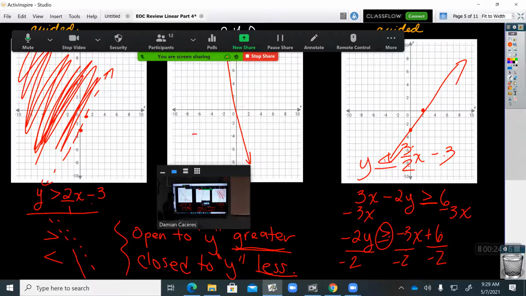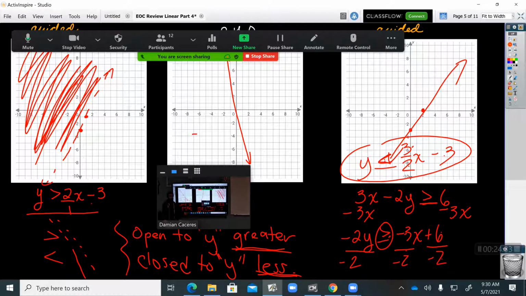Look up here, not at the original spot. Your final answer, is it open or closed to the y? It's close to the y, right? It's pointy to the y. That's what I mean by closed. Open would be like the alligator eating it, like you learned in elementary. So it's close to the y, which means less than.